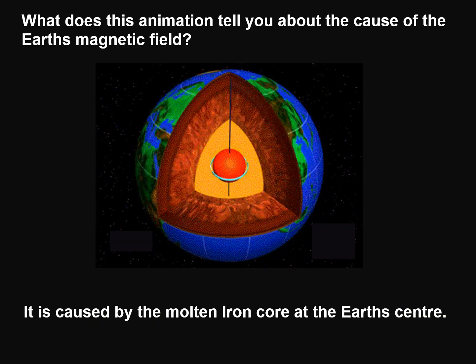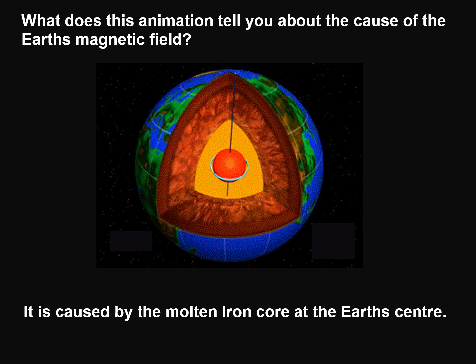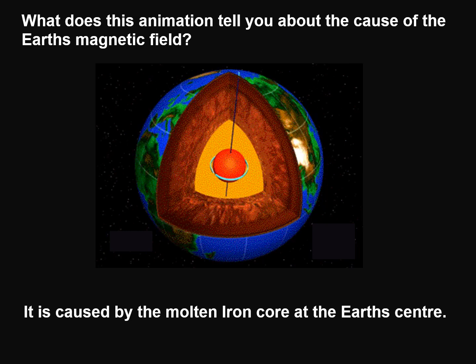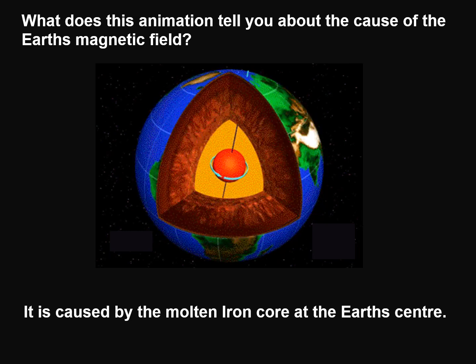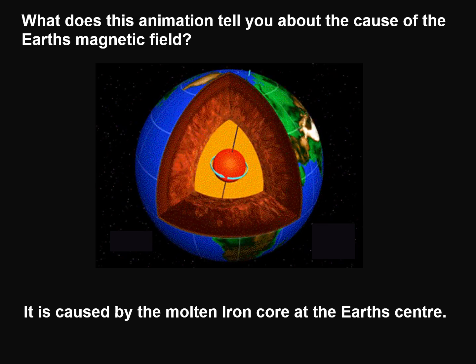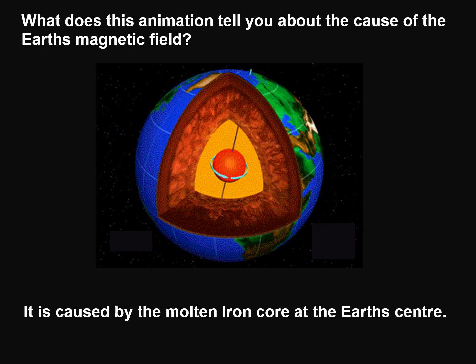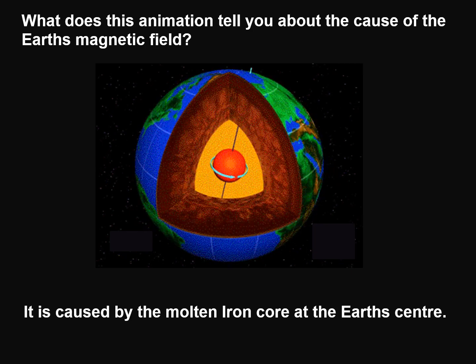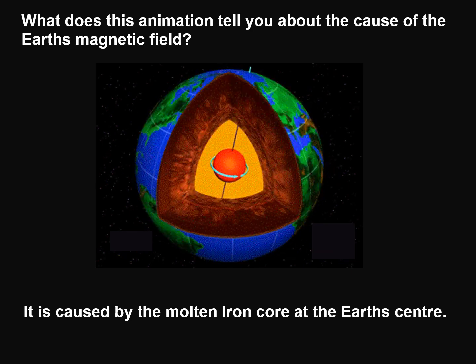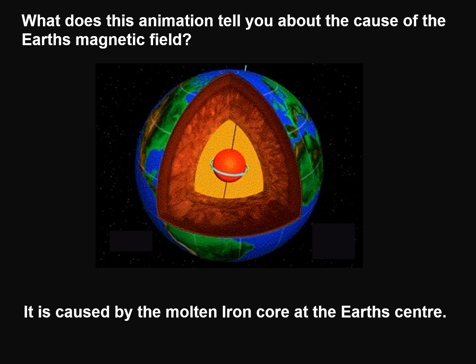I'm sure quite a lot of you had an idea about this one already. What is it that causes the Earth to have a magnetic field? Well, it links to the fact that the Earth has got a core of iron. The outer core is molten iron. The inner core is solid iron. But that core of iron, which, as you know, is a magnetic material, is what ultimately causes the Earth's magnetic field.